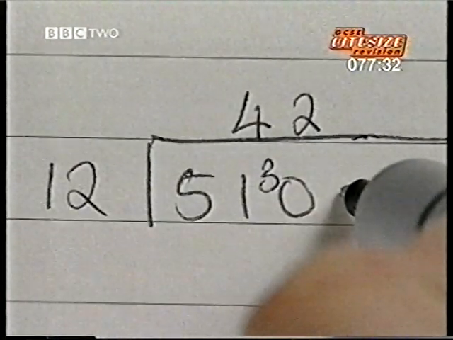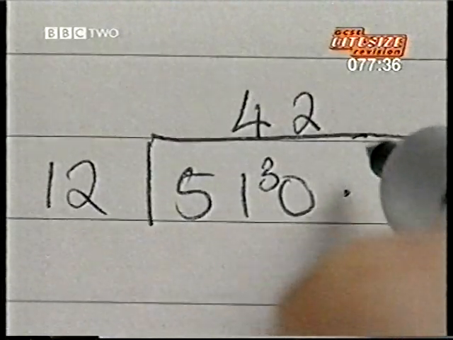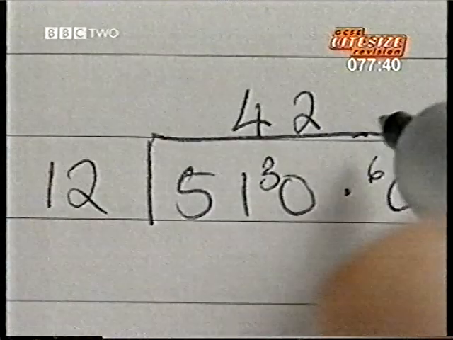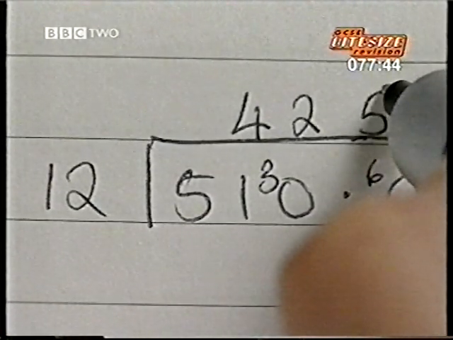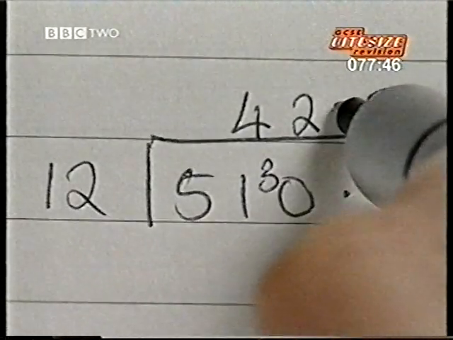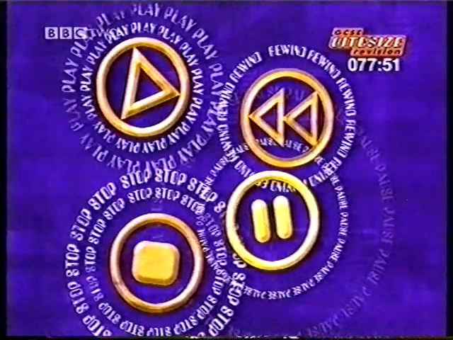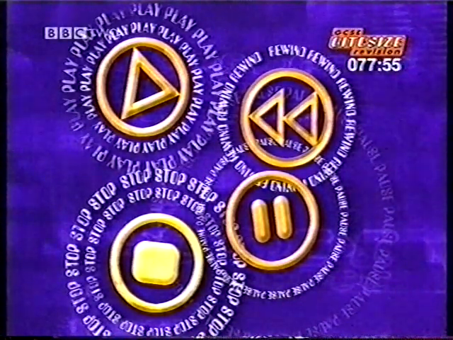This means we have to put down a decimal point, so we write 0.0 and carry the 6. Finally, how many 12s in 60? 5. Put a decimal point in the answer as well, to give the final answer, 42.5. That's the end of the section on written methods.